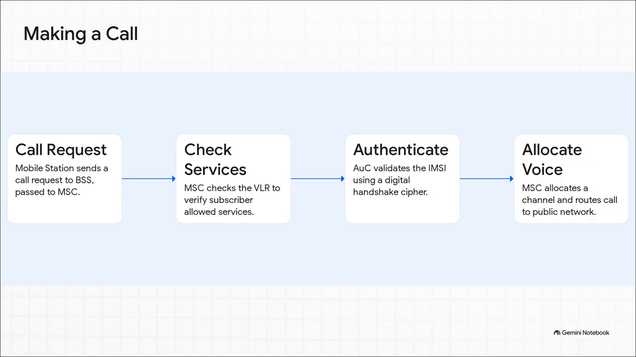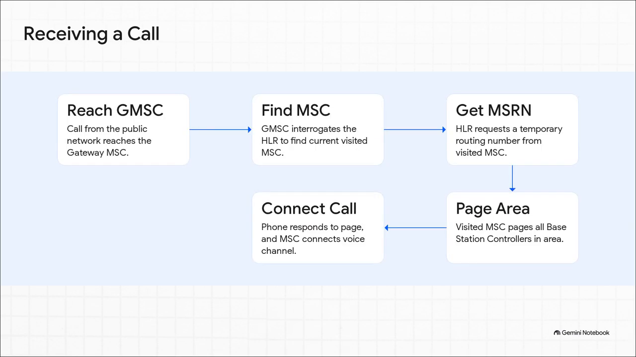You hit send, your phone sends a call request to the radio antennas, which then passes it to your local MSC. The MSC quickly checks the local VLR database to make sure you have an active account. Then, it uses the Authentication Center to validate your secret IMSI number. The network sends a complex cipher challenge to your phone, and your SIM card uses its burned-in key to solve it. Once you pass that digital handshake, the MSC finally allocates a dedicated voice channel and routes your call out to the destination.